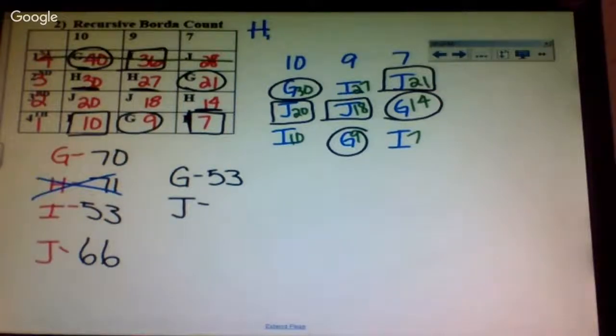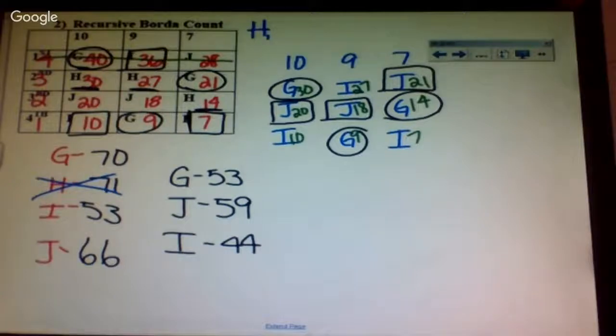That's 59. And I has 10, 27, and 7, 44. Is everybody good with where I came up with that new chart? The numbers, where everything's coming from at this point?